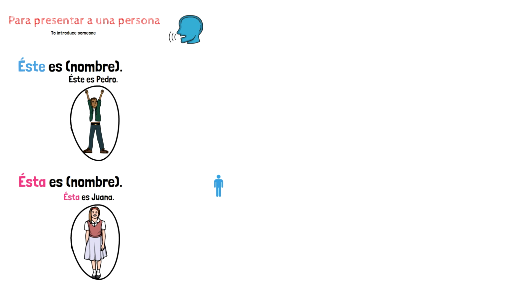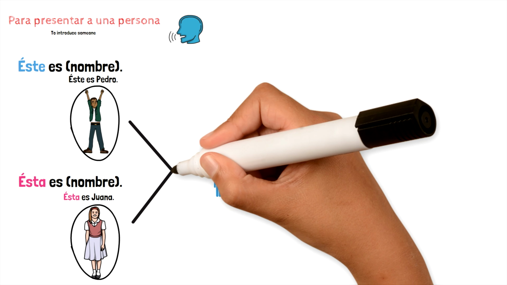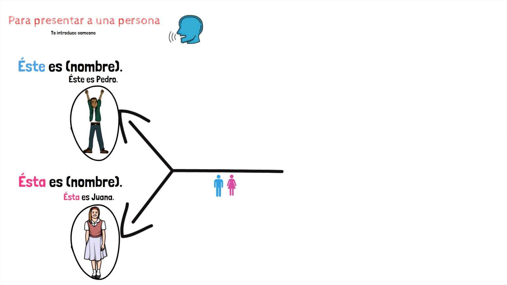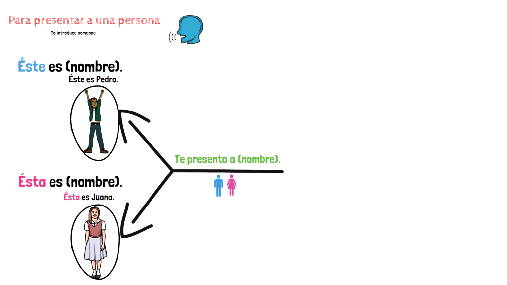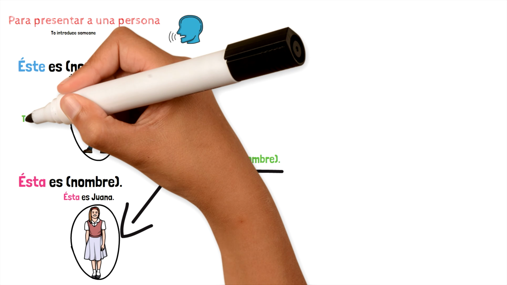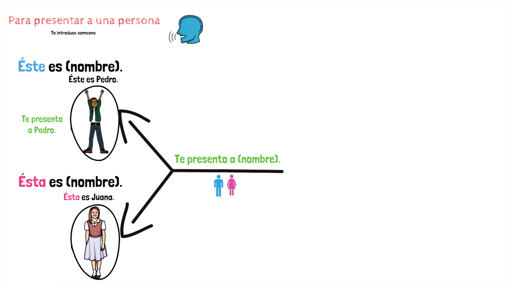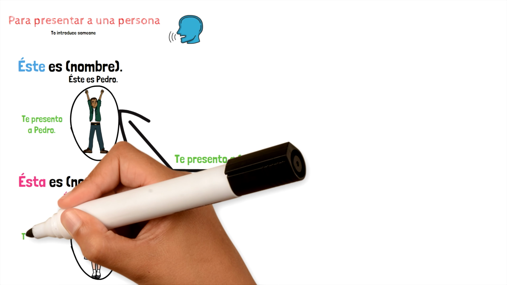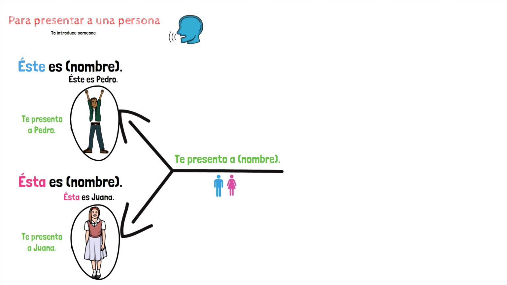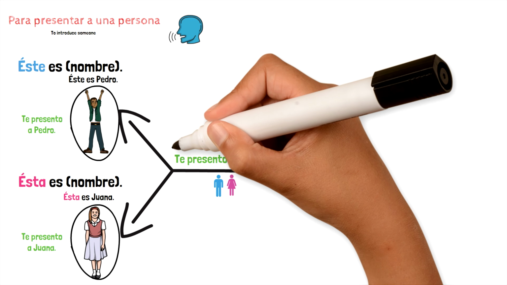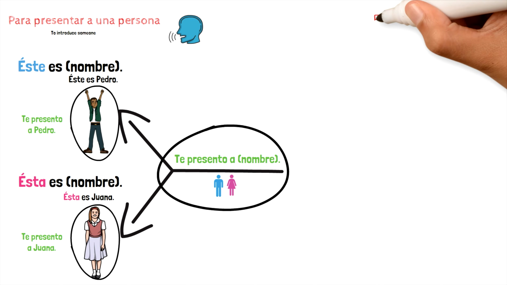There's another form you can use regardless of whether you're introducing a male or a female. It basically works for both. And that would be te presento a and nombre. Remember, nombre means name. So we could say te presento a Pedro. Or te presento a Juana. So remember, this form can be used for both males and females. And it means I introduce you to and their name.